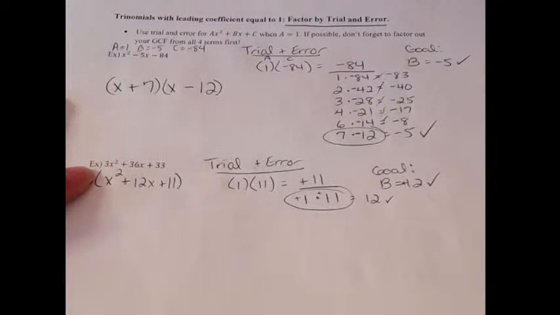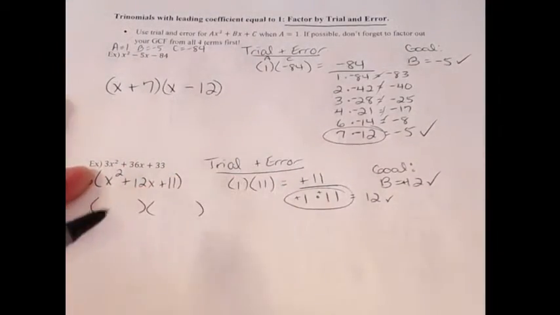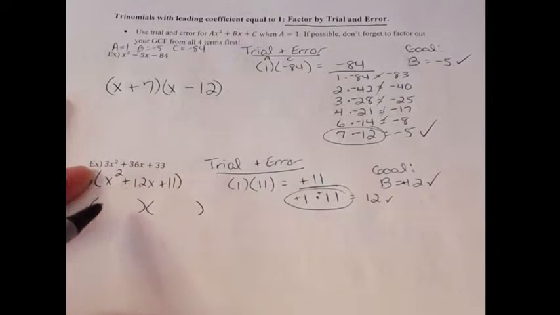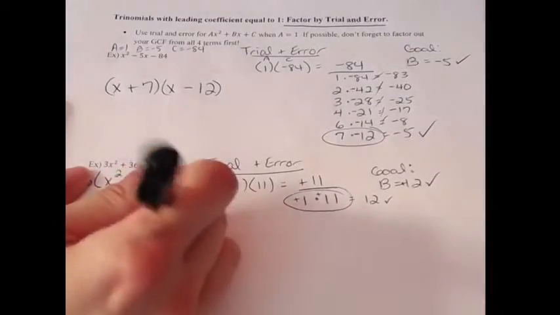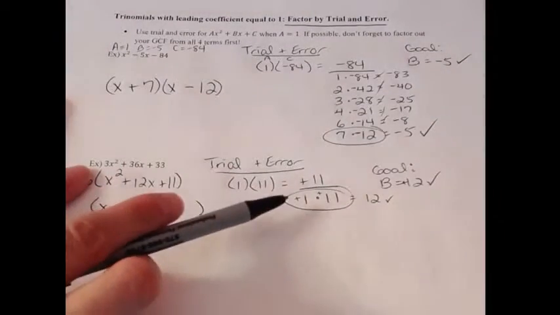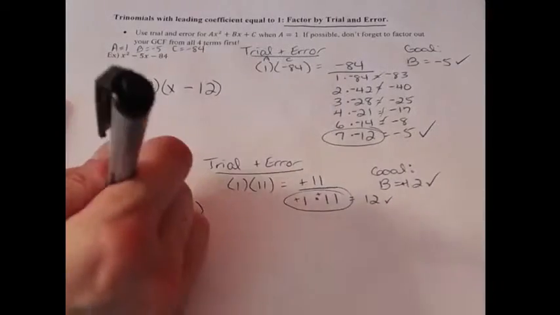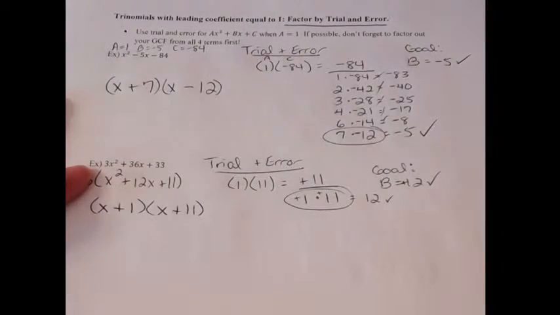So now, because I'm writing trial and error, I can go right into my factored form. Notice my leading term is x squared. I have to break that into 2 parts evenly, right? So x squared breaks down into x times x. And then I'm going to take the 2 factors that I found, which were a positive 1 and a positive 11, and I'm going to write them directly into each of the separate sets of parentheses.